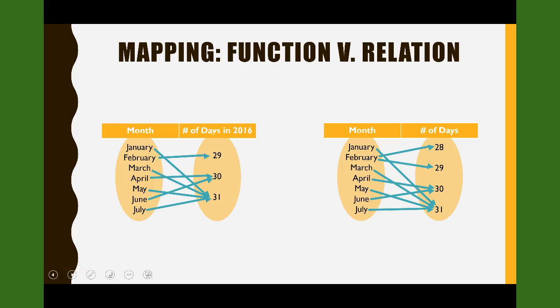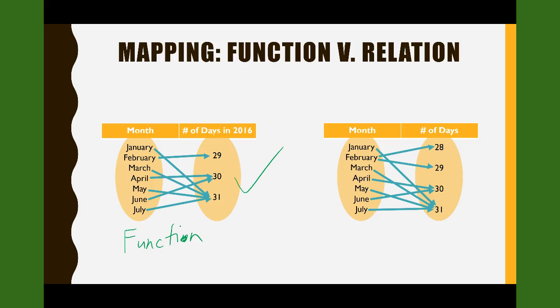Let's see this other one, mapping, function again versus relation. So in this first one, which is a function, whatever month you pick, it's going to point to a specific number. Say January points to 31, February 29, March 31, April 30, May 31, June 30, and July 31. So this is a function.